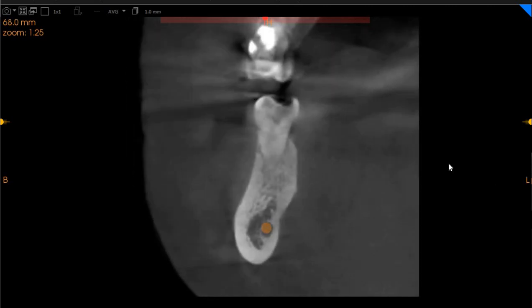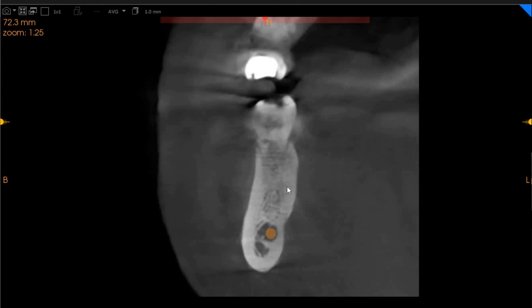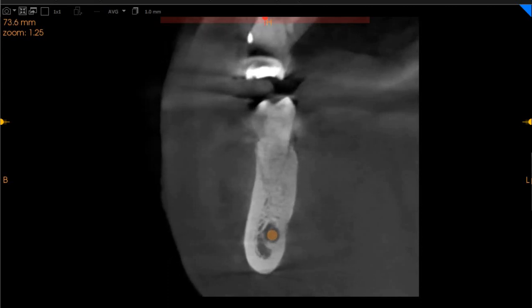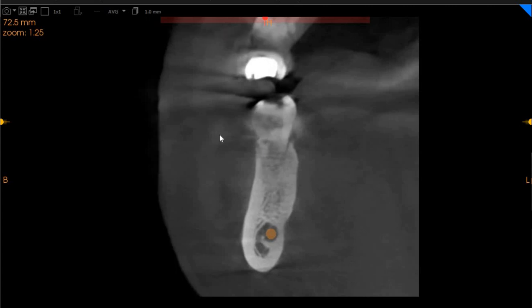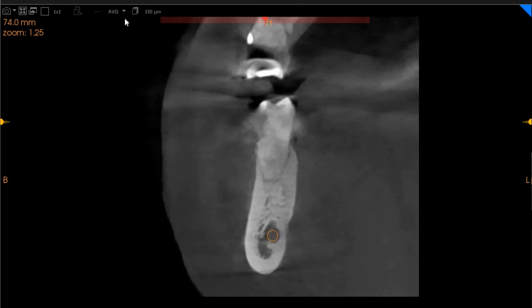This is the lower right first molar. We don't see significant bone loss, but we do see that this tooth has a cavity on the buccal aspect which is encroaching into the nerve space, which we can see right here. So this is the cavity, and this cavity is encroaching into the nerve space. This tooth will definitely need endodontic treatment.